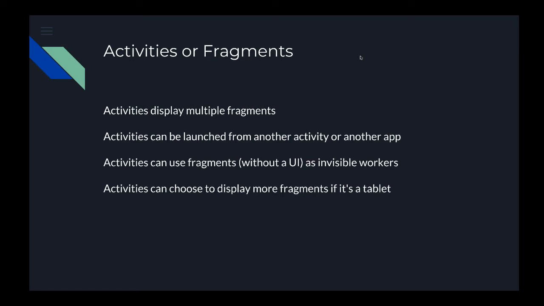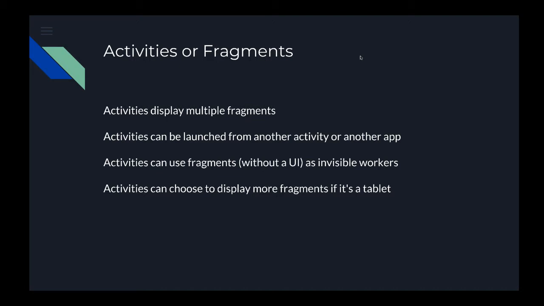The third point here is activities can use fragments without a UI as invisible workers. So maybe, I don't know if you would necessarily do this because there's a whole API to do this, but let's say you needed some kind of map functionality. Maybe I wanted to add a pin, 2 pins, and then maybe get a distance. I don't know, I'm just making stuff up. And the map view does that really well, but I don't necessarily need to display it. Well, I can instantiate the fragment, add those pins to it, but never add it to the UI. So that's kind of a lame example of how you would use a fragment without a UI.